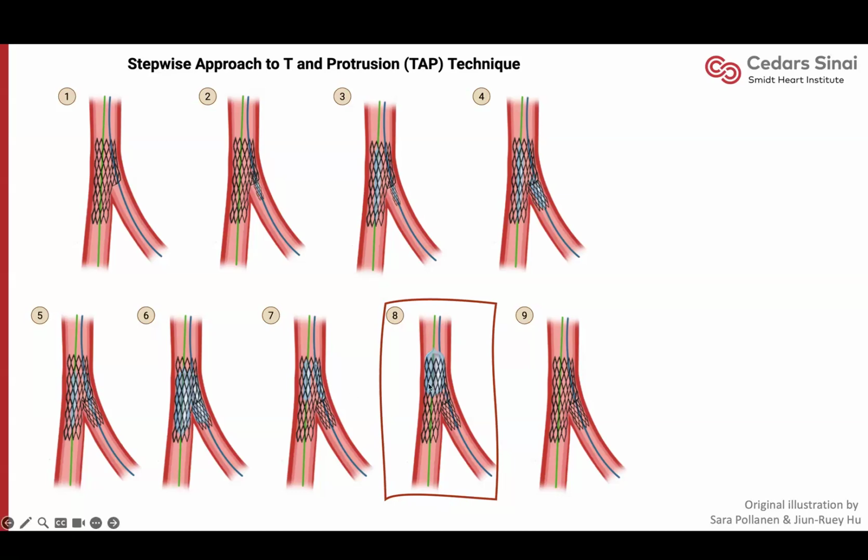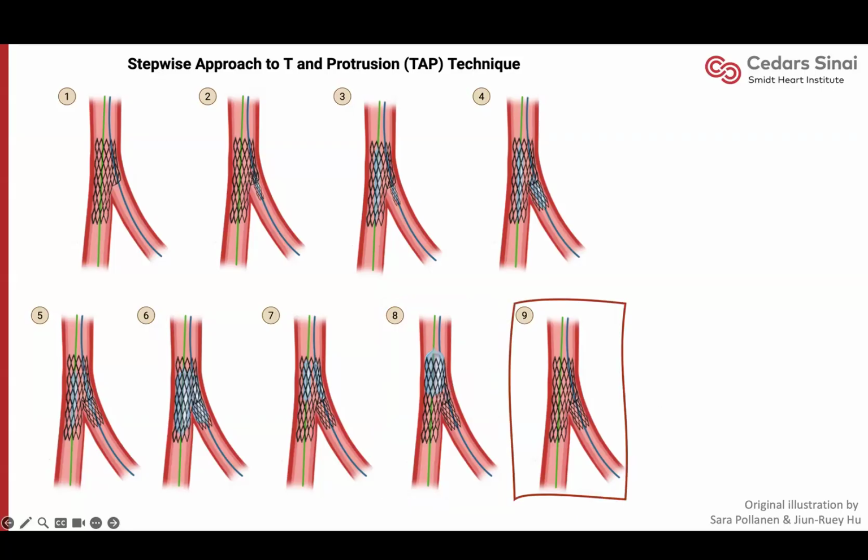To reduce the risk of POT ballooning beyond the neocarina, StentBoost or stent vis mode should be used to visualize the position of the POT balloon in TAP. Then, you remove the balloon used for POT and perform an angiogram for final assessment.